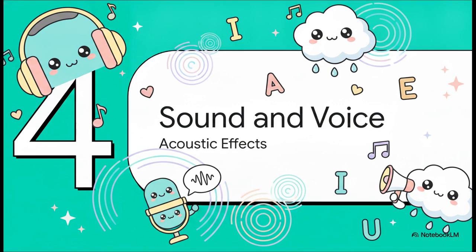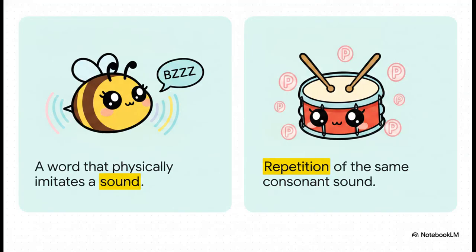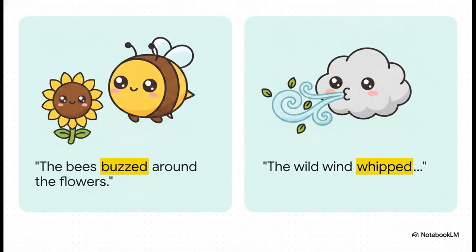Section 4. Sound and voice. We have two incredibly fun tools here, onomatopoeia and alliteration. Onomatopoeia is the use of a word that physically imitates the sound it describes. Alliteration, on the other hand, is a rhythmic pattern. It's the repetition of the exact same consonant sound at the beginning of several words placed close together. You really have to hear them out loud to truly grasp their effect.